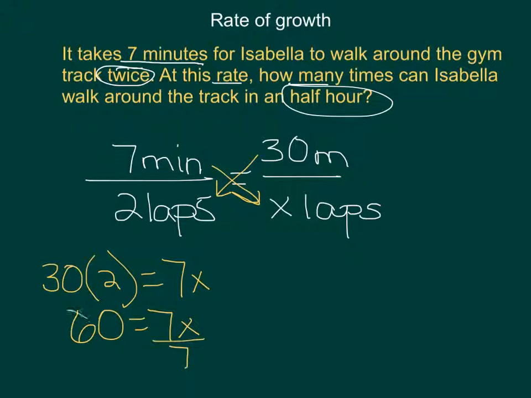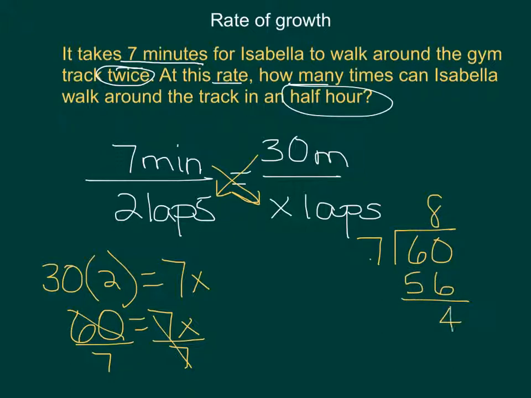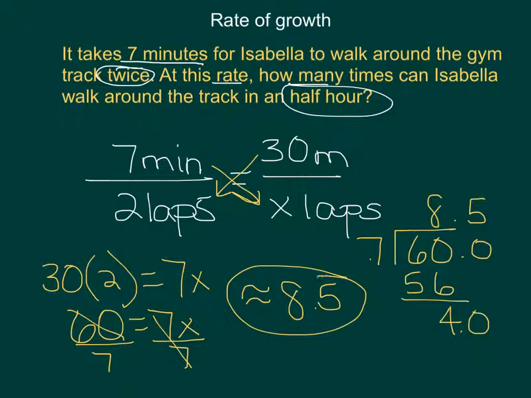30 times 2 is 60, equals 7x. Divide both sides by 7, and we have 60 divided by 7. I'm going to take it over here so we can long divide it out. 7 goes into 60 8 times, and we get 56. 4 left over, so we add our decimal point and bring down the 0. 7 goes into 40 5 times, and then anything after that you would have to round. So we could say that she could go approximately 8.5 laps in 30 minutes.